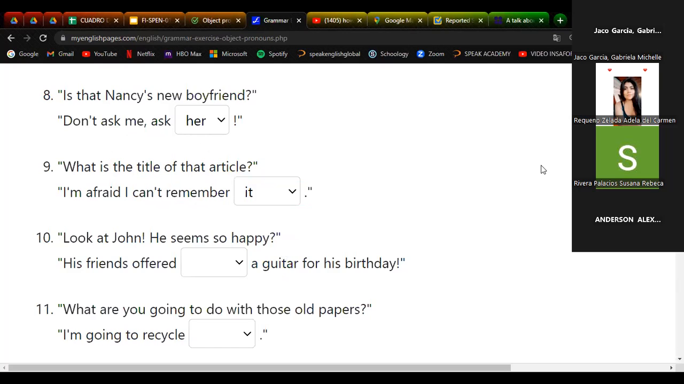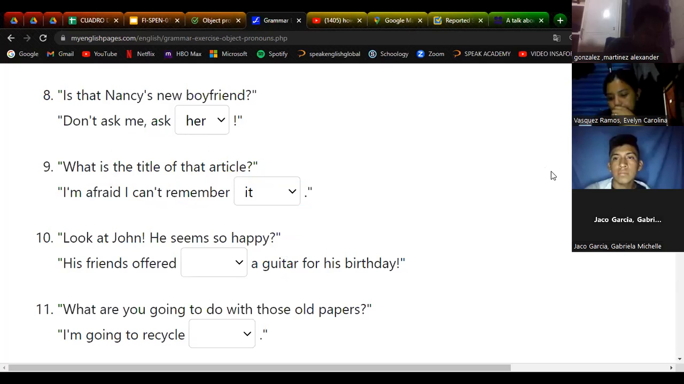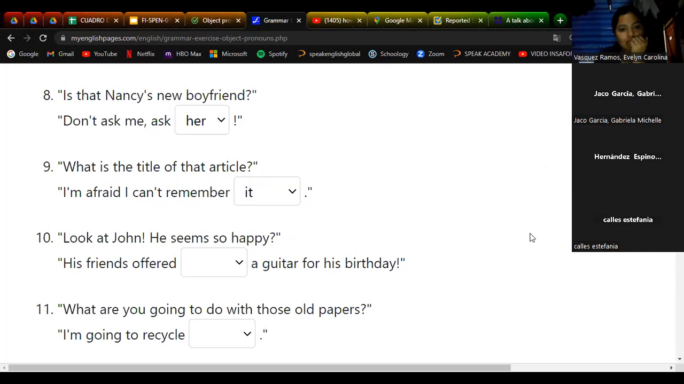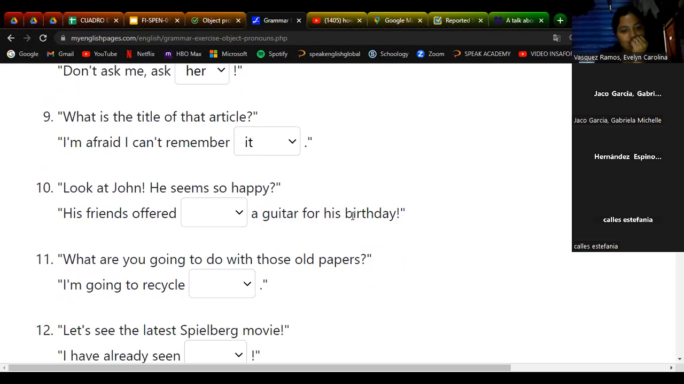Let's continue. Let's do one more. ¿Quién falta? I don't know who's missing here. Oh, René. Oh, Einar. Yeah. Okay. René and Einar. Let's go, René. Oh, yeah, Evelyn, okay. Here, right? Okay. René, number 10.